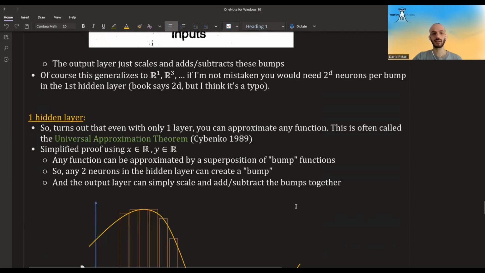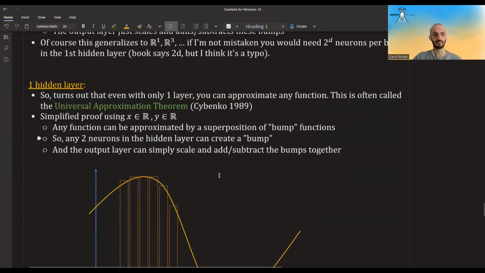Okay, so now let's get back to one hidden layer. And it turns out that even with just one hidden layer, you can approximate any function. And this is often called the universal approximation theorem. And there's a lot of researchers who were involved in this. One of them is called Cybenko, and he had a work published in 1989.